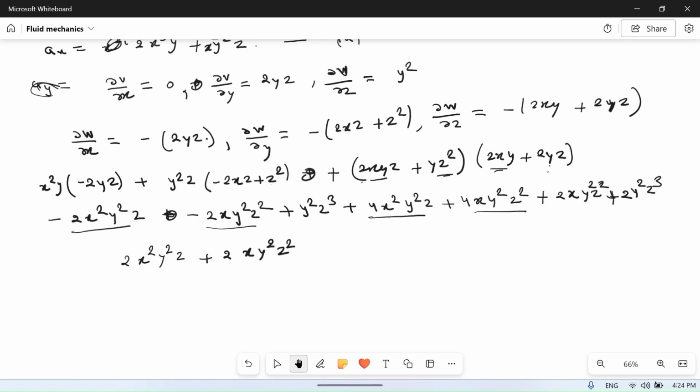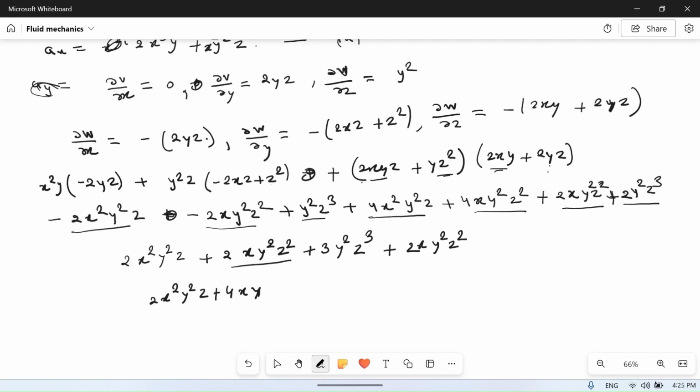Okay, this is y²z³, this is also y²z³, so this is 2 and 1, 3y²z³, plus 2xy²z², so this is xy²z², this is also xy²z², so this is 2 plus 2, so 2x²y²z plus 4xy²z² plus 3y²z³, so this is equation 1c.